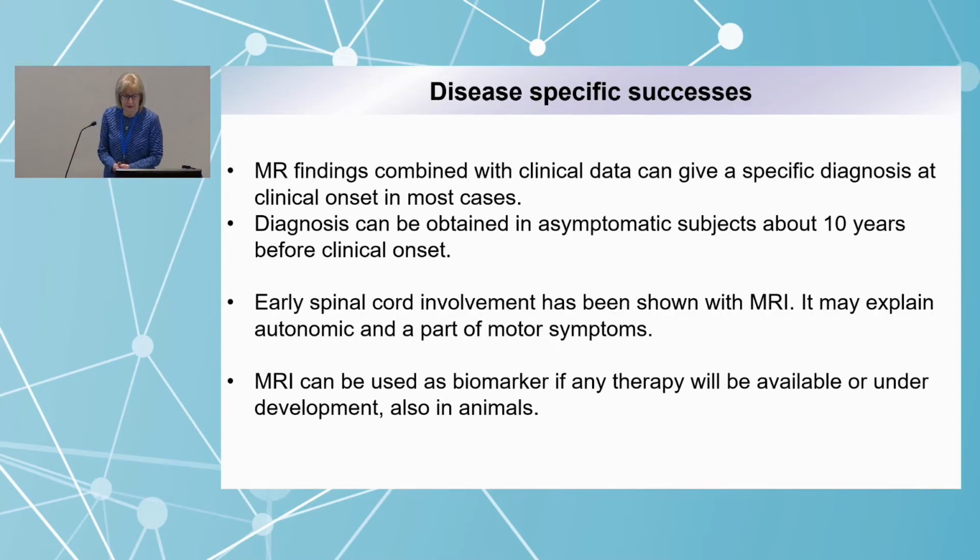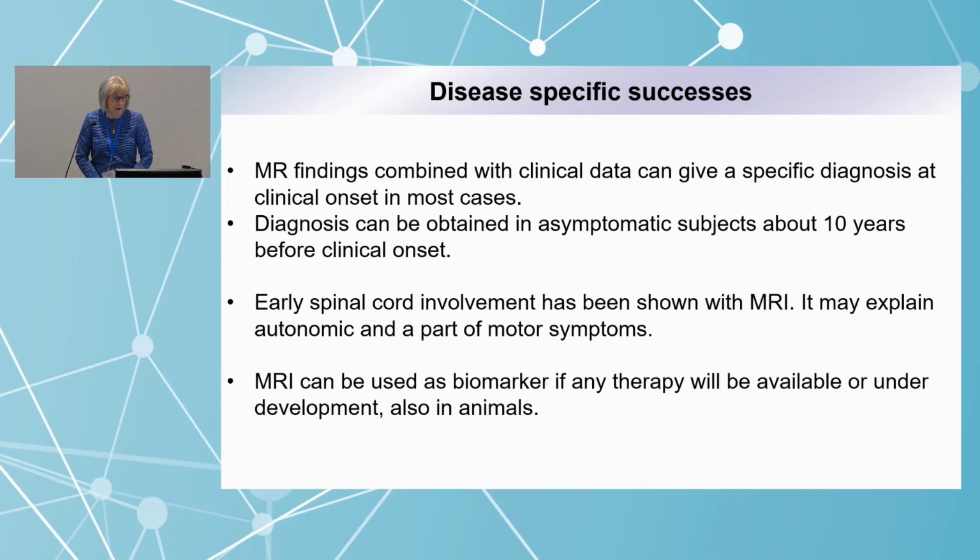What successes have we had? It is a success that we can get a specific diagnosis using MR findings of the brain combined with the clinical symptoms and history of autonomic symptoms. And diagnosis can be obtained even in asymptomatic subjects about 10 years before clinical onset.